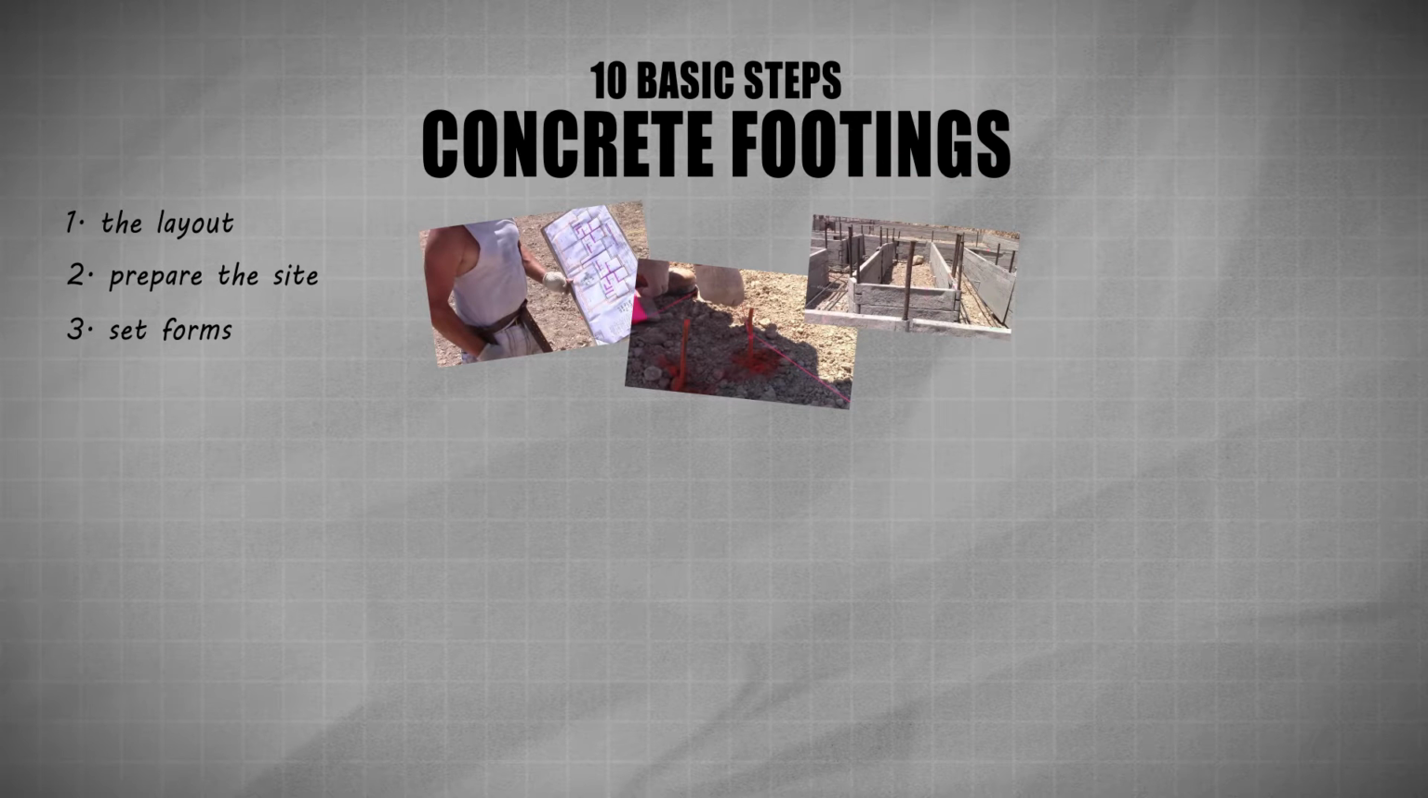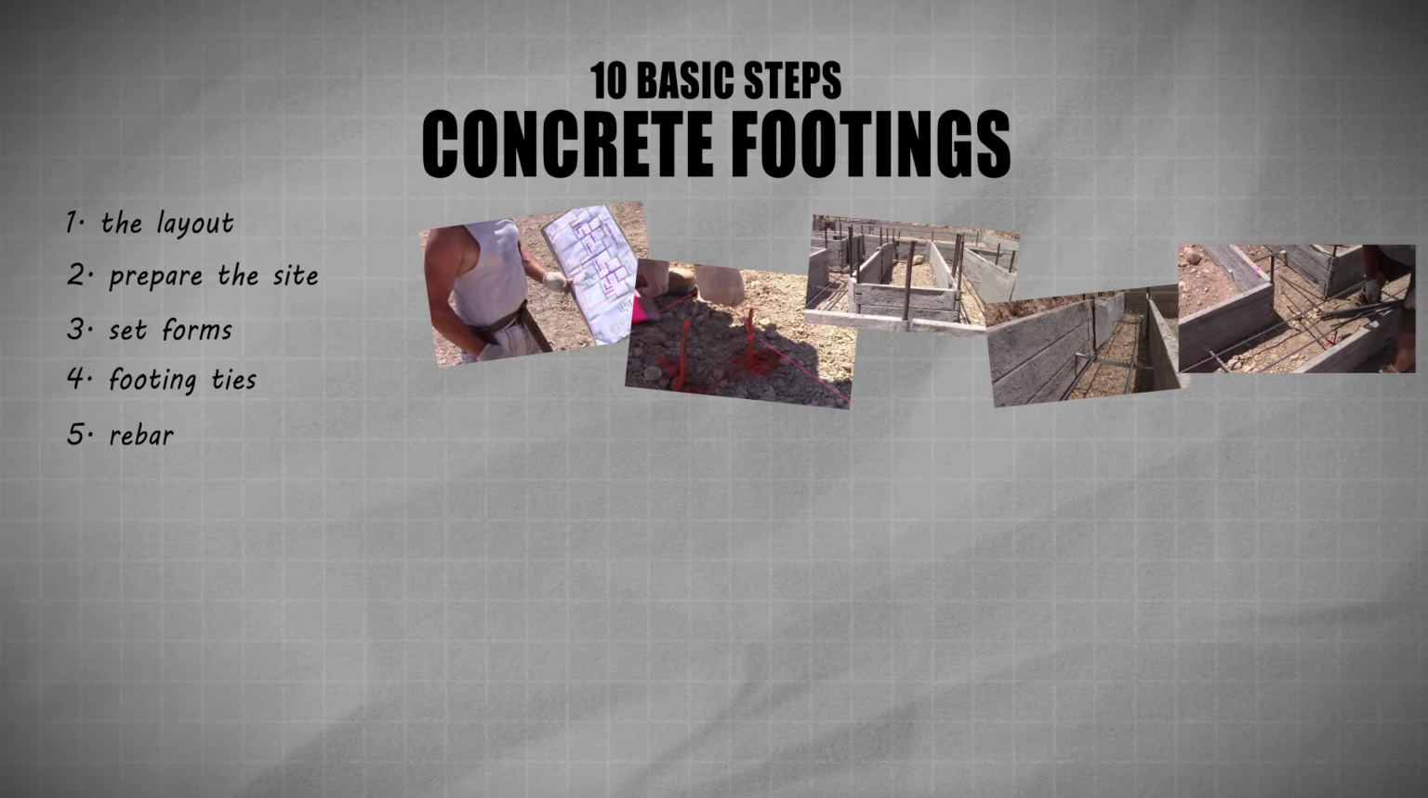Third, set up the forms. Use the footing board and the string line as your guide while you set up the forms and connect them with the stakes. Fourth, place footing ties to hold the forms together. Fifth, place the rebar according to the point sheet. This will be necessary to give the concrete a solid structure.